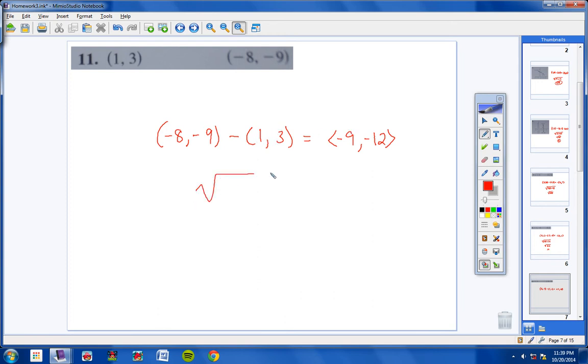Now the magnitude would be, let's see, square the 9, that would be 81. Square the 12, that's 144. Add those together, and we get 225. Now that should be a perfect square, I believe, and it is. So the square root of 225 is 15. So the magnitude would be 15.